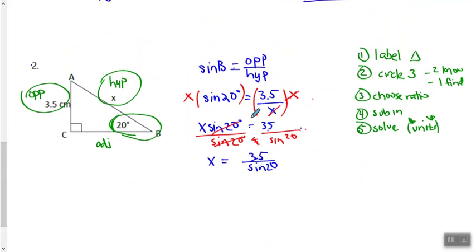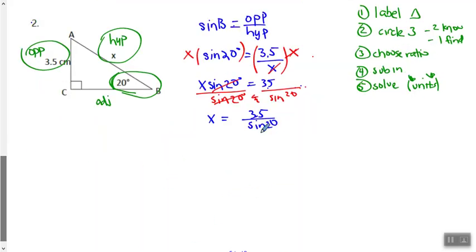Now you'll notice that if I take a look at what I had originally, that x and that sine 20 just switch places. So 3.5 is still on top, x has switched places with sine 20, and that will happen every single time you have to solve for something in the denominator. So if you just remember, oh, if I'm in the denominator, these guys switch, then you're good to go. You don't have to do this middle step, just know that that middle step does exist. Okay, so x equals 3.5 divided by sine 20.